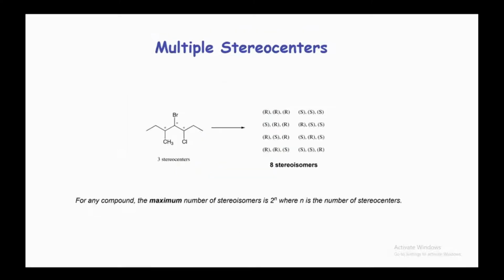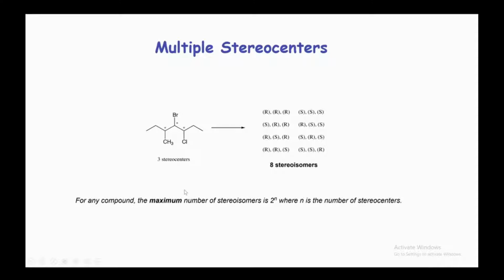Okay, let's move on to the next. Now if we have 3 stereocenters, then we will have 8 stereoisomers. One possibility is RRR, and then SSS. Then next is SRR, then RSS, then RSR, then SRS, then RRS, then SSR.